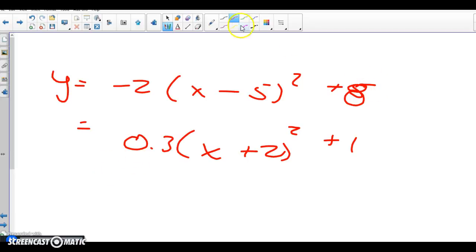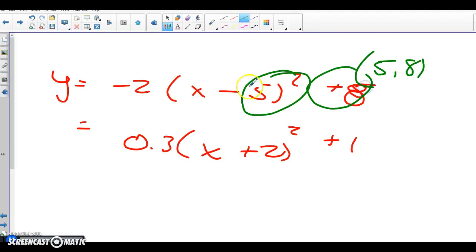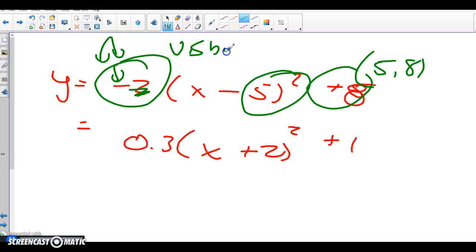Okay, vertex. What is it? In green, 5, 8. Change the sign, leave the sign. Flipped? Yes. Look at A. Flipped? Yes. So it's going to open this way, and this number is bigger than 1, so it's vertically stretched by 2.